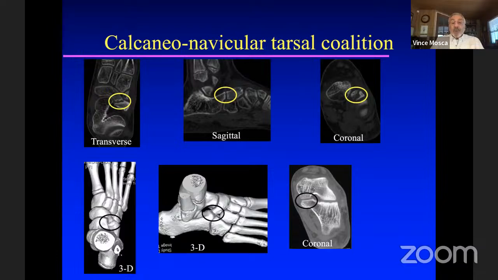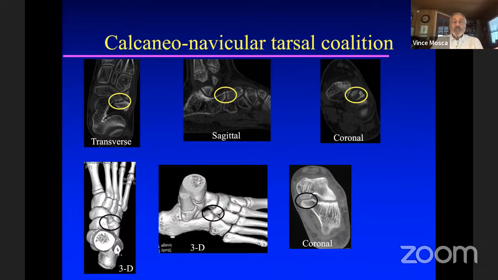On the top row, you can see different slices revealing the calcaneo-navicular coalition in different planes. In the lower left, you can see 3D reconstruction, again, confirming the pathoanatomy. And there on the coronal images on the lower right, you can see that's a healthy middle facet, no coincident subtalar coalition in the foot with a known calcaneo-navicular coalition.